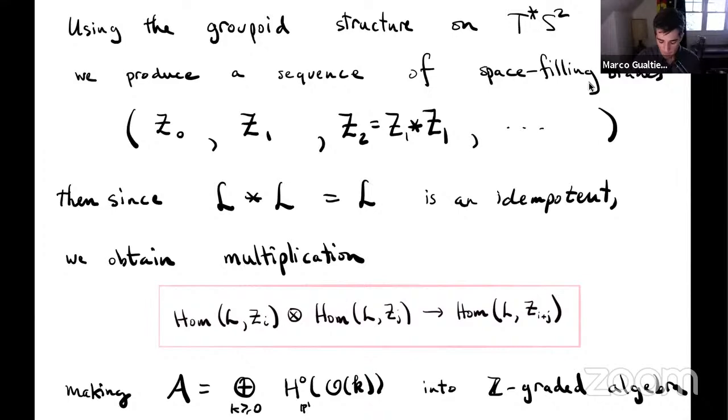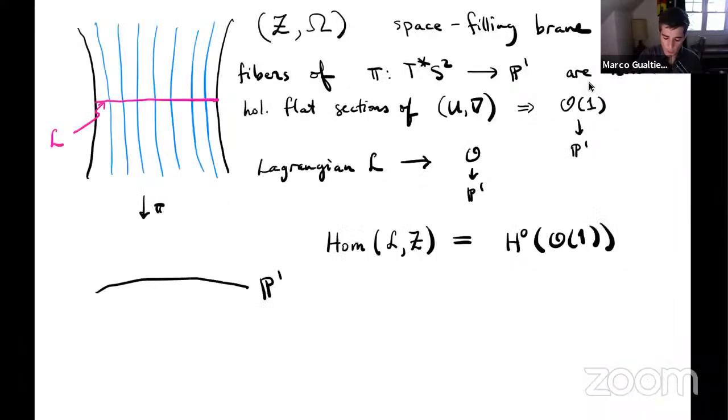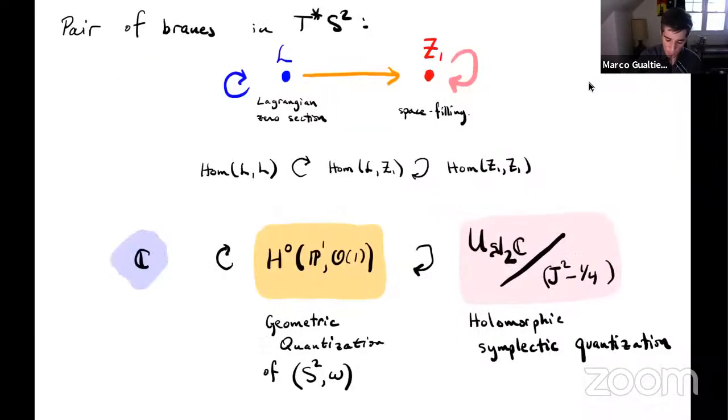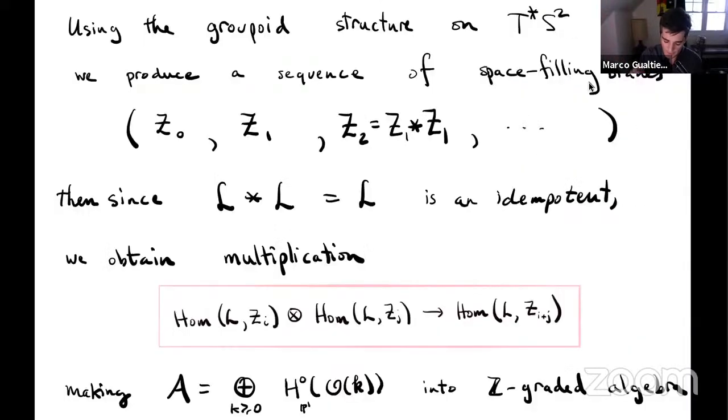Okay, so we only obtained in this way one particular Hom space between L and Z1. But remember that we can use the groupoid structure of T star to convolve Z1 with itself to get Z2, Z3, Z4, a bunch of space-filling branes with higher and higher Chern class. So if we do that, then we'll get a sequence of space-filling branes. But the zero section is idempotent.